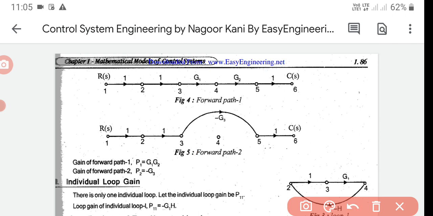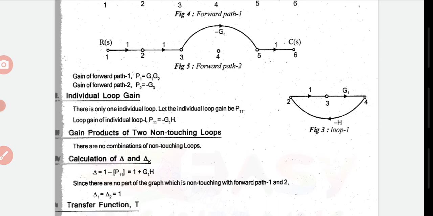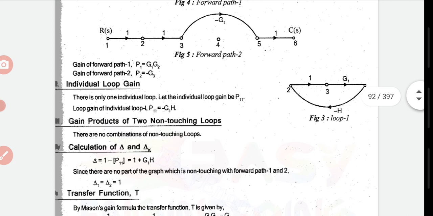And what is the second forward path gain value? P2 is equal to 1 into minus G3 into 1, so P2 is equal to minus G3. Now we have calculated two forward path gain values, and after that we have to calculate the individual loop gains. What is the formula of Mason's gain? 1 by delta, sigma of Pk into delta k. For calculating delta, you should find the loop gain values.